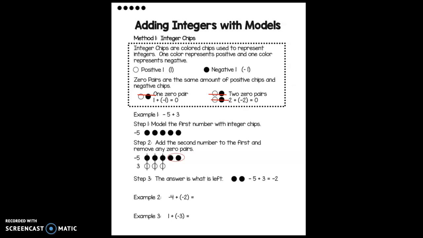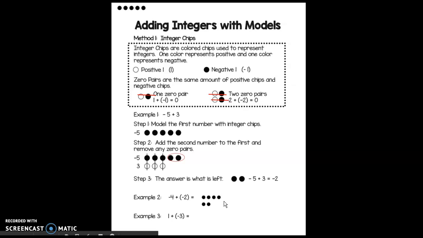-4 plus -2. -4 plus -2 is represented by doing the following. You can represent -4 by drawing 4 dark circles. You could represent -2 by drawing 2 dark circles. So the question I have for you, are there any zero pairs? If there are not any zero pairs, what will be your answer? Because I don't see any zero pairs here.